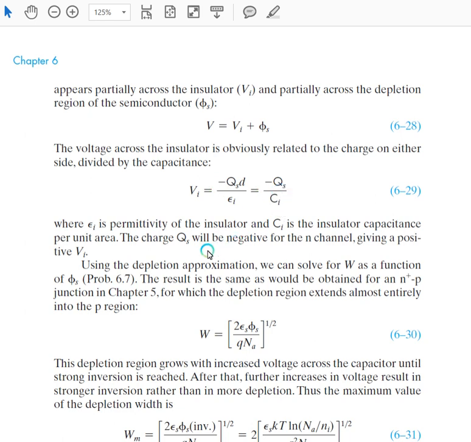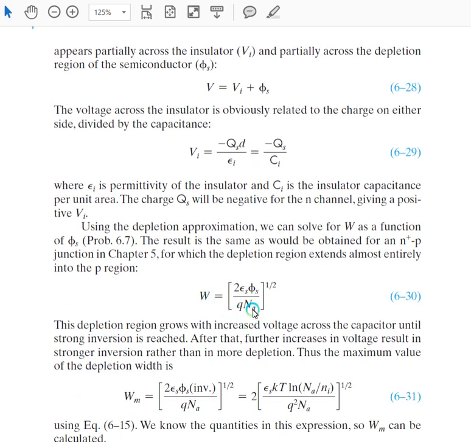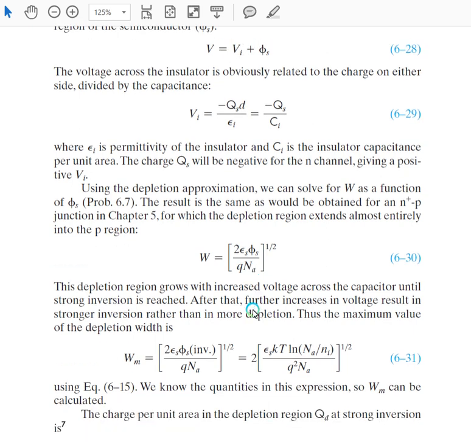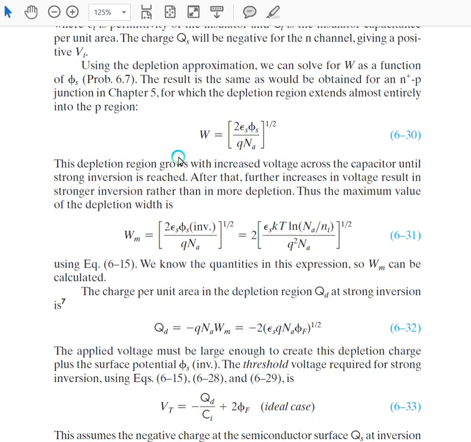So what is Qs? Qs is the charge which is in the semiconductor. And here we are given the expression of the depletion width. It's the same as for a PN junction, so just forget about it. Let's only take into consideration W. Now here the charge per unit area in the depletion region QD at strong inversion is given by minus q Na into Wm. So the expression is like this. Now the applied voltage which we apply on the metal gate should mirror this charge, because any charge which is present in the semiconductor must be balanced by the charge which we are applying on the gate, or vice versa.